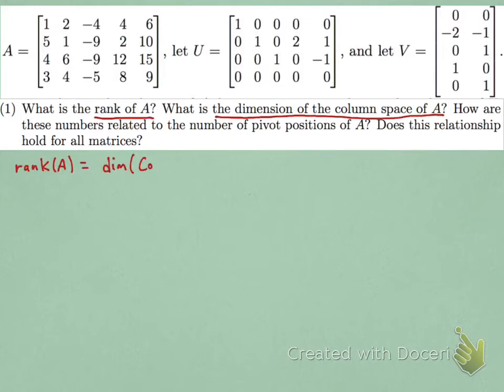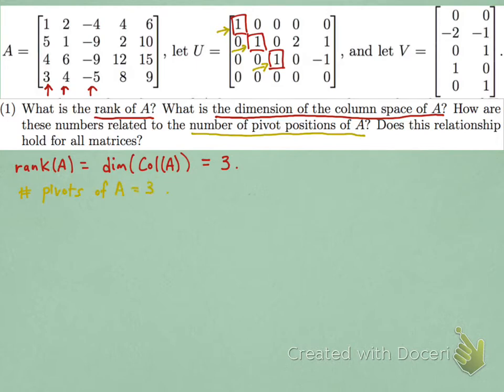So the rank of A, by definition, is the dimension of the column space of A. If we look at the echelon form, we see the pivot positions. They fall in columns 1, 2, and 3, which tells us that we can take the first 3 columns of A as a basis for the column space. Since we can form a basis for the column space of A using 3 vectors, the dimension is 3.